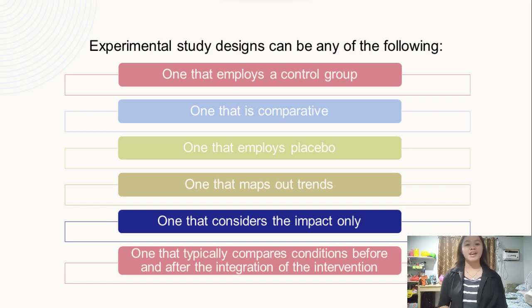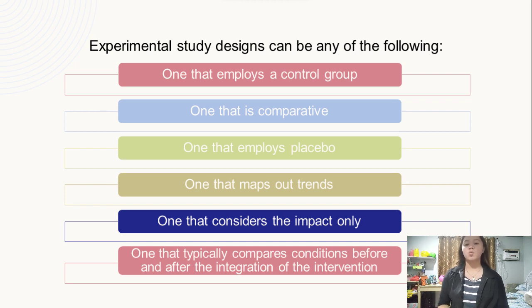The fourth one is the one that maps out trends. This type of study aims to identify patterns or trends in data over time. Researchers collect data at multiple points or intervals and analyze it to understand how variables change or evolve over the course of the study. It provides insights into long-term patterns and helps identify potential relationships or associations.